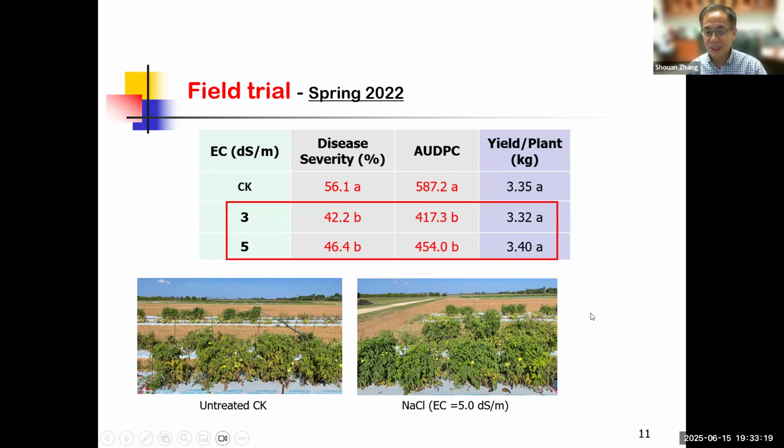So those are the pictures you see. The picture on the right is the plants treated with soil salinity at EC5, and the left one is the untreated control. You see the treated plants were much greener compared to the untreated plants because of the reduced bacterial spot disease.